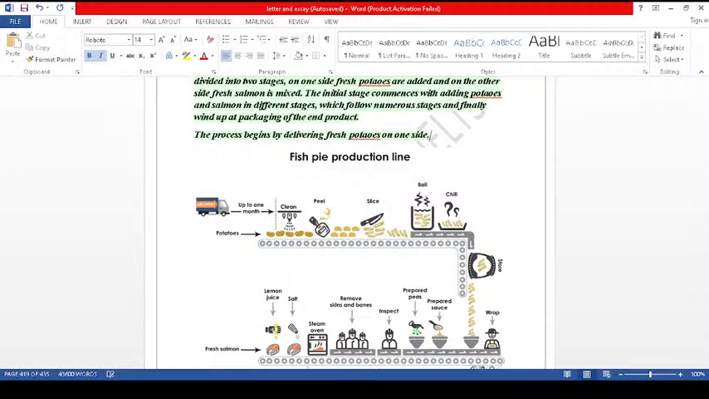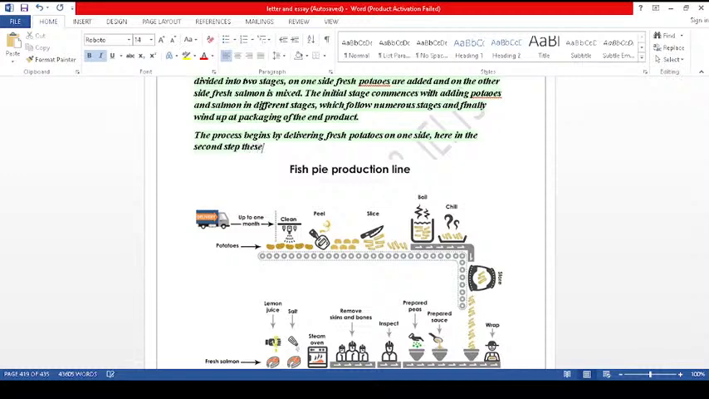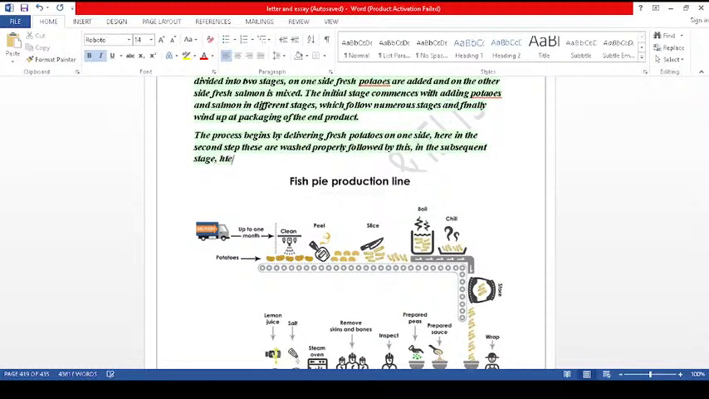Okay, here, potatoes. The process begins by delivering fresh potatoes on one side. Here in the second step, these are washed properly. Okay, clear? Followed by this, in the subsequent stage, these potatoes are peeled. Okay, so you just need to use the passive voice over here.